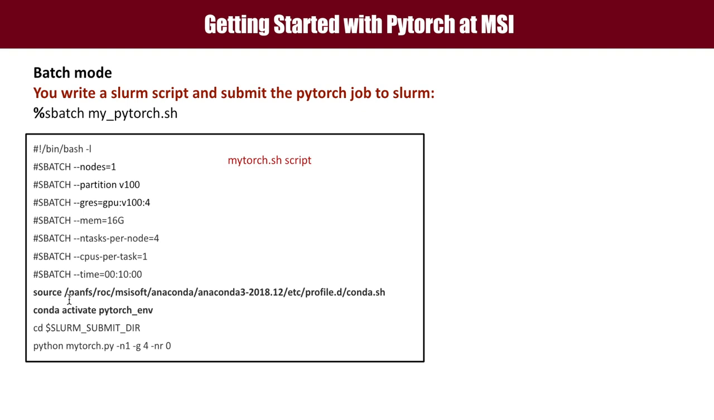The next 2 lines are quite important, and you want to have these lines in the Slurm script. And also you want to activate PyTorch_env, which is the environment that we built. After that, I do a cd into a variable. This one should hold the location where you submit this job script. And then at the end, I use python mytorch.py and then the options for the program. So just like this, you should be able to submit the job to a GPU node.